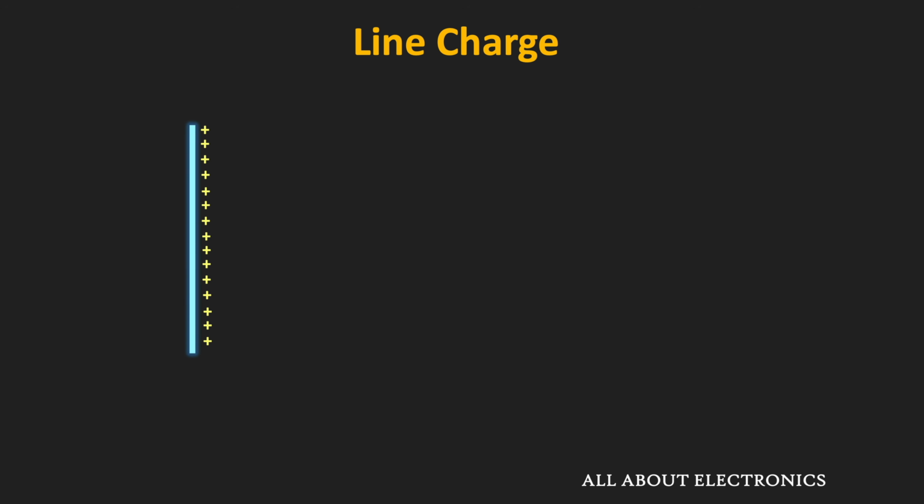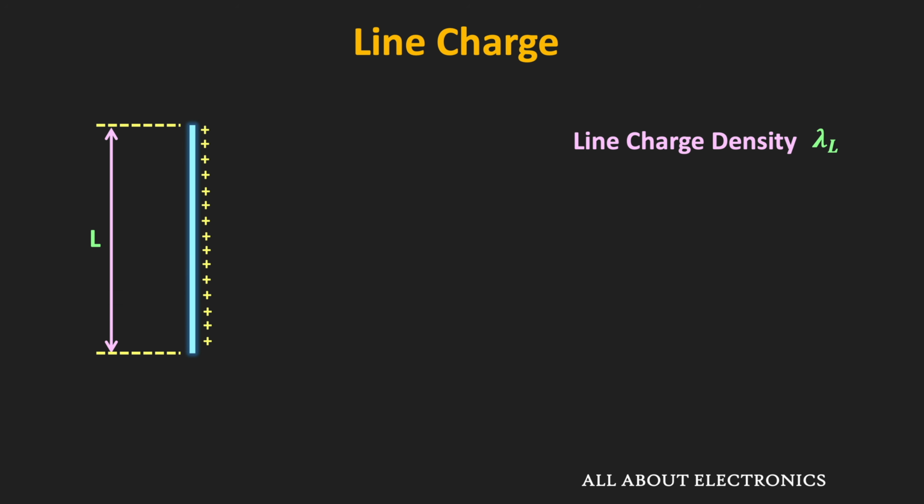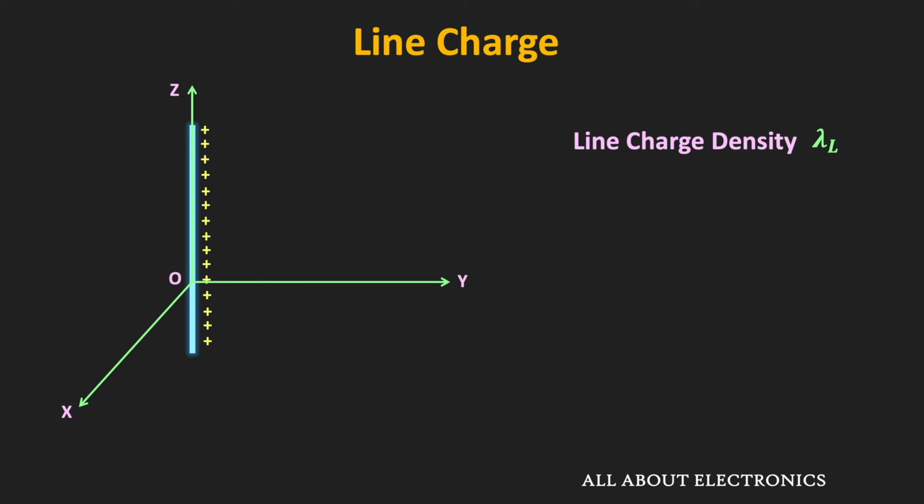Here, during our explanation, we will take the uniform charge density. So in this case, let's say the line charge density is equal to lambda L, and let's say the length of this charge is equal to L. To find the electric field intensity due to this line charge, first let us assume that this line charge is located on the z-axis. Here, this O represents the origin, and let's say we want to find the electric field at the given location.